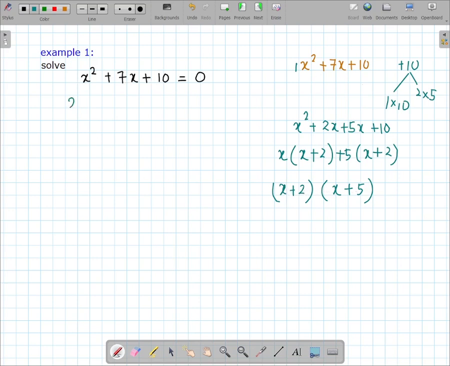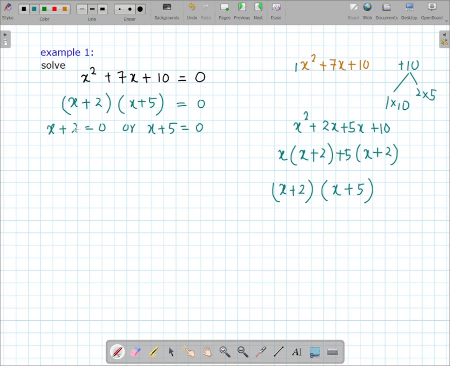So I write here x plus 2 times x plus 5 equals 0. Then I can write separately this bracket equals 0 and this bracket equals 0. So x plus 2 equals 0 or x plus 5 equals 0. Then I have to make x the subject. So how to make x the subject?